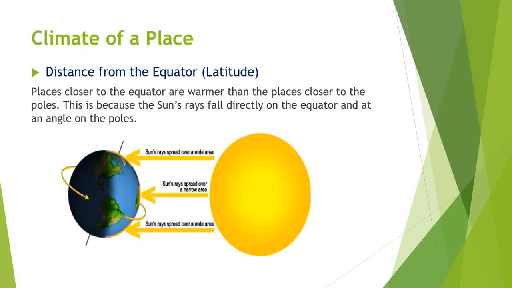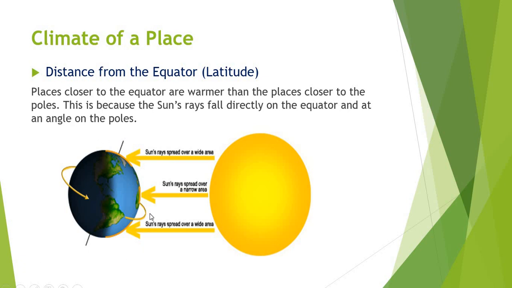So on the earth, climate of a place depends on many factors such as distance from the equator, height above the sea level, distance from the sea and mountain, and so on. Let us study about it one by one. The first one is distance from the equator. So the places closer to the equator are warmer than the places closer to the poles. And this is because the sun rays fall directly on the equator at an angle on the poles.